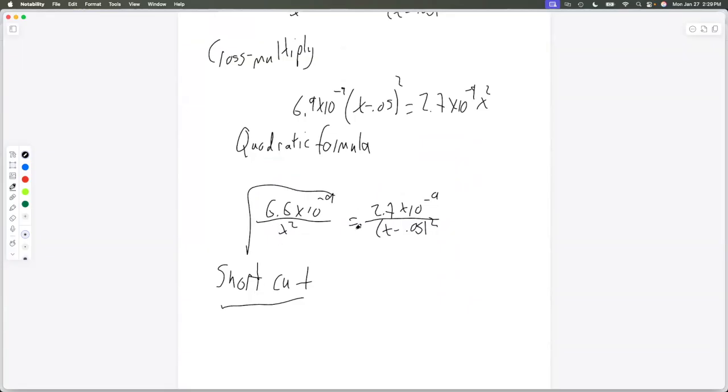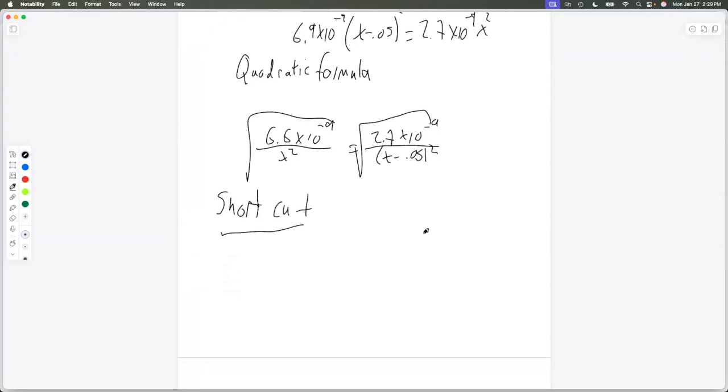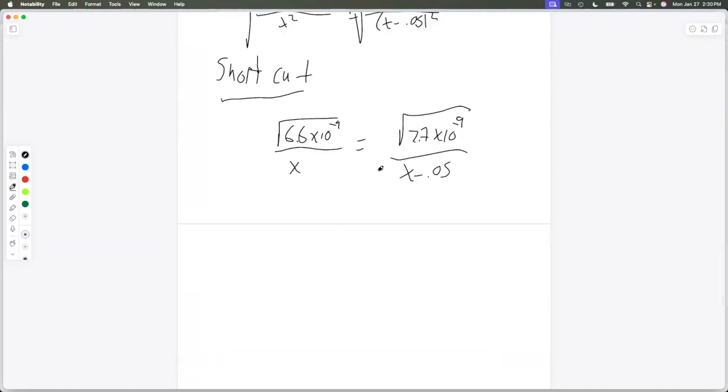We're going to take the square root of both sides. Technically, when you take the square root of both sides, you're supposed to put a plus or minus. I don't have to because I've already figured out that x and x minus 0.05 are both positive numbers. So we end up with the square root of 6.6 times 10 to the negative ninth over x equals square root of 2.7 times 10 to the negative ninth over x minus 0.05. Square root of junk squared is just junk. Now I can cross multiply.